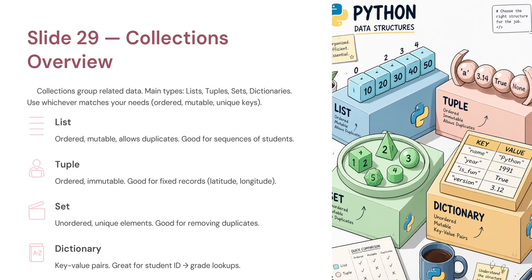Set. A set stores unique values only. Example, removing duplicate email IDs. Dictionary. A dictionary stores data as key-value pairs. Example, student ID has marks, employee ID has salary. This is similar to a real dictionary. Word, meaning. Key, value.